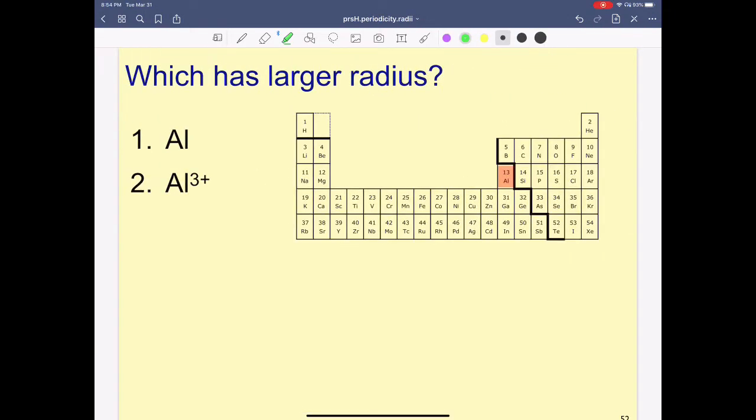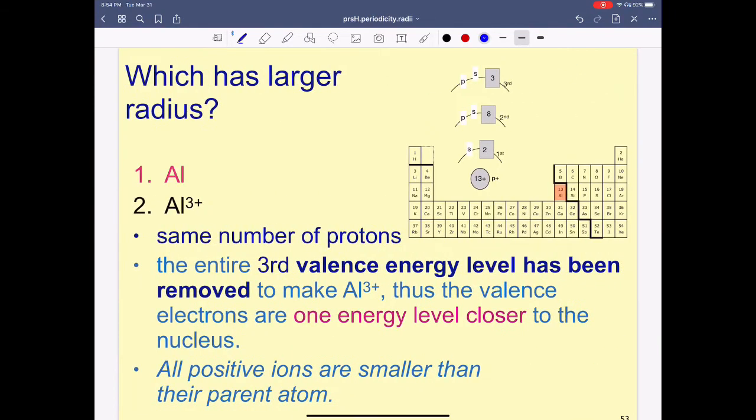Now let's consider the radius of ions compared to atoms. So let's concern ourselves with aluminum here on the periodic table and think about the aluminum atom versus the aluminum ion. Go ahead and pause and consider that, and then we'll move on. So hopefully you made a choice of the aluminum atom as being larger than the aluminum ion. Let's look at why. The third valence energy level has been removed.